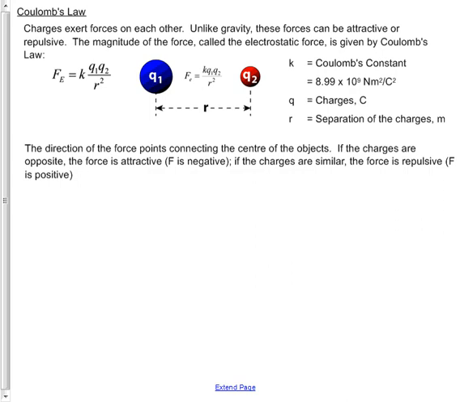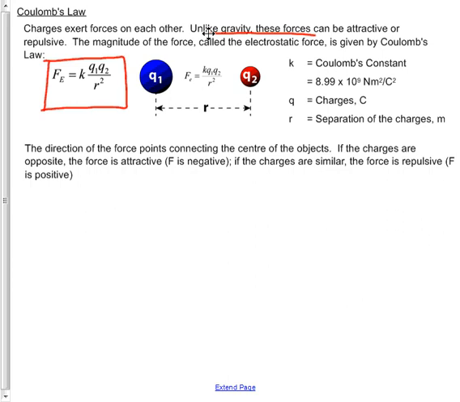Two things that are close to each other that are charged will actually influence each other, with either an attractive or a repulsive force. This is different than gravity, because gravity will only be attractive. But electric charges, this so-called electrostatic force, can be attractive or repulsive. The magnitude of the force is given by this expression here.